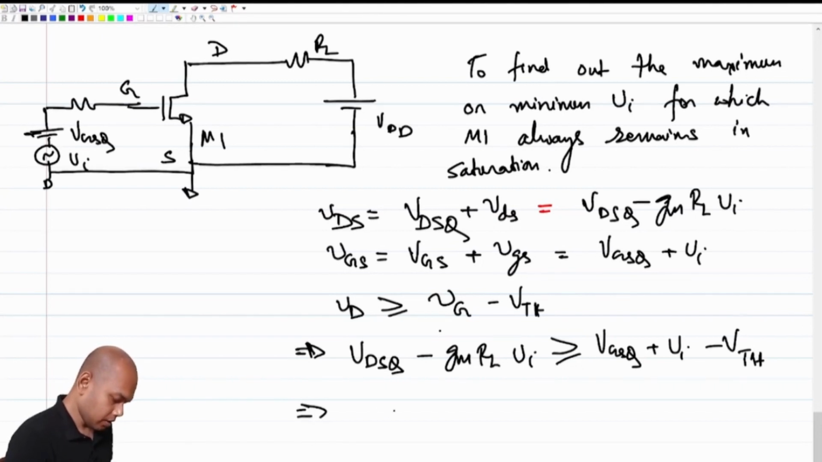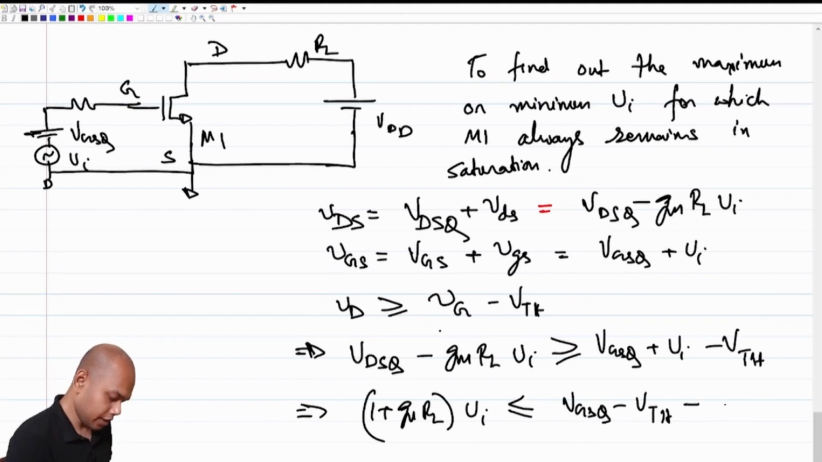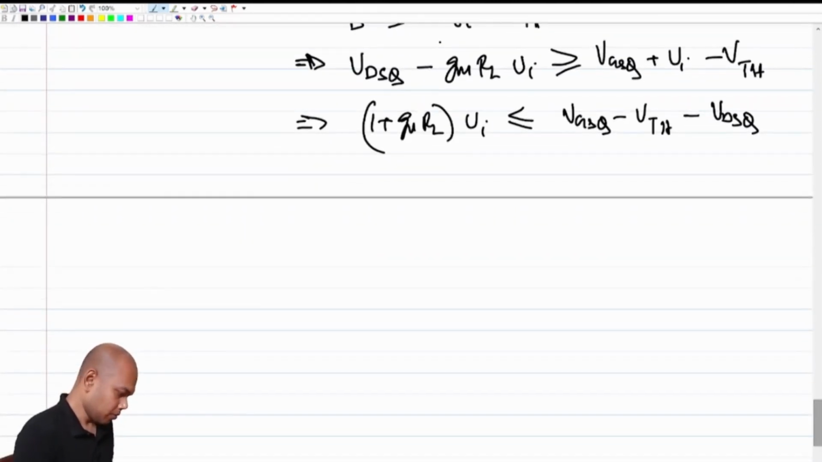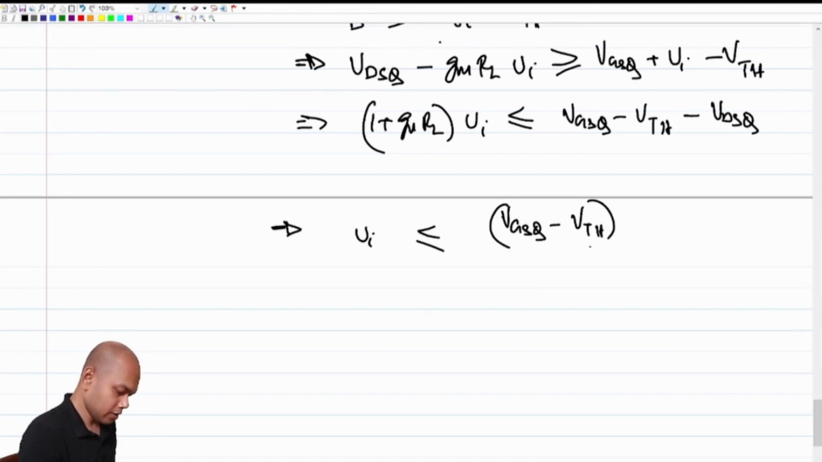Which means 1 plus GM RL times VI should be less than or equal to VGSQ minus threshold voltage, which is a DC overdrive, right, minus VDSQ, which essentially boils down to VI should be less than VGSQ minus threshold voltage minus VDSQ by 1 plus GM RL, right?